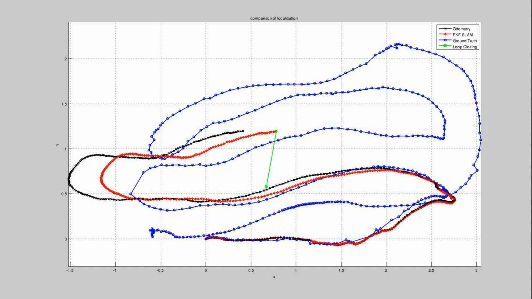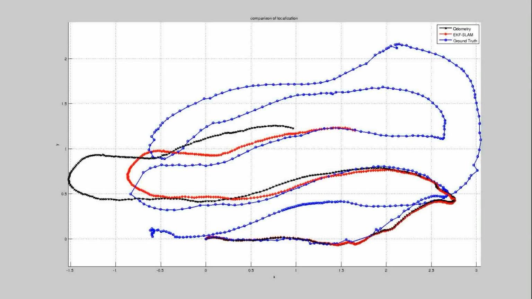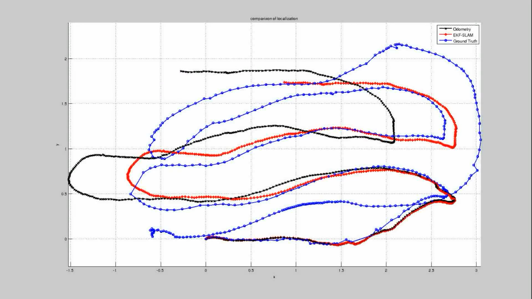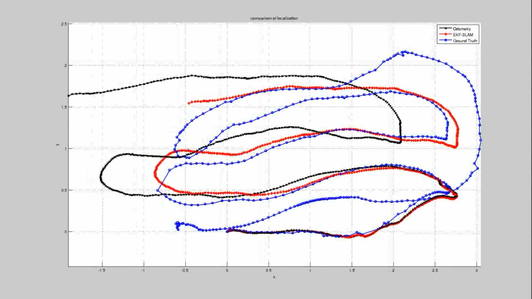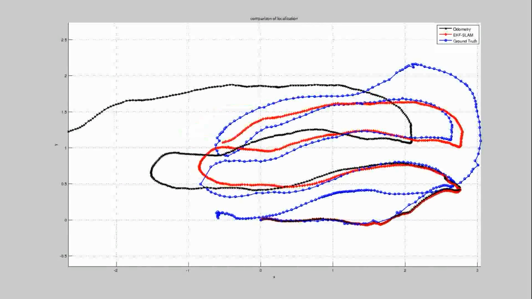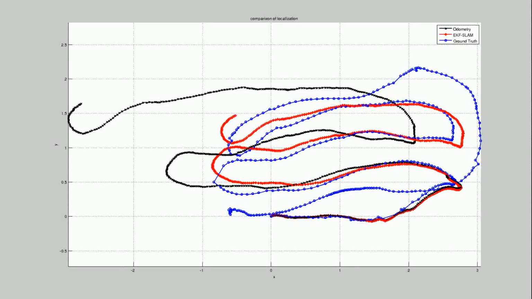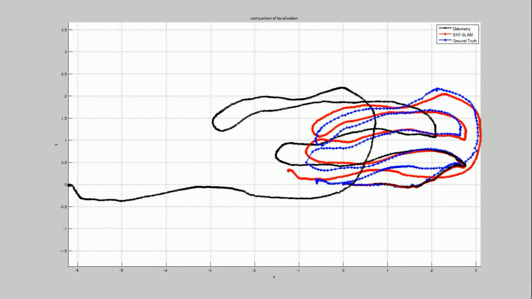Here. So, look at this point. Here is right now the EKF SLAM estimation. After the update, it switched to here. And if we find more loop closings, EKF SLAM will correct this even more. So, for example, I've found here something around 7 loop closings. And here, perfect. It's near to the end of the ground truth, but the real odometry is far away.